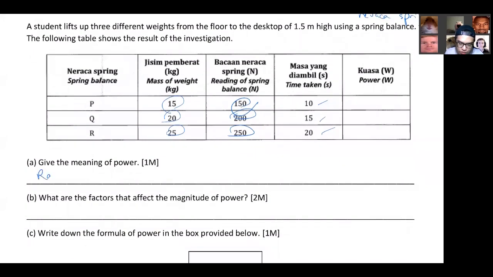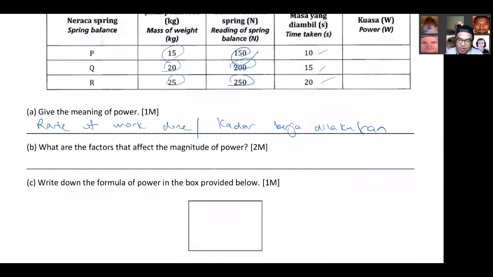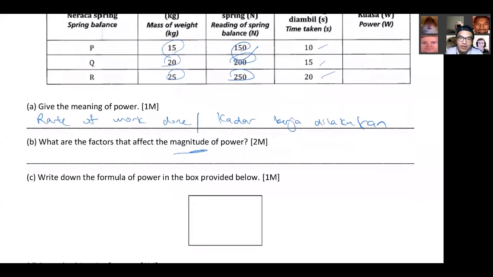You use the word rate because if there's time, you use rate. Rate of work done. Kadar kerja dilakukan. What are the factors affecting magnitude of power? Magnitude means how big the number is, the big small of the number.